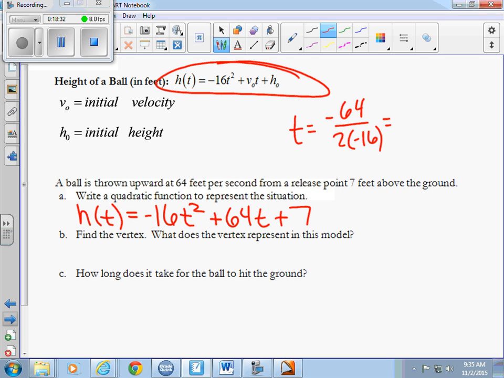And how do I find the y value of the vertex? Plug that in. 32. 96, 7, 103. I don't know. You'll better check this. 71. Oh yeah, because it's times 4. You're right.